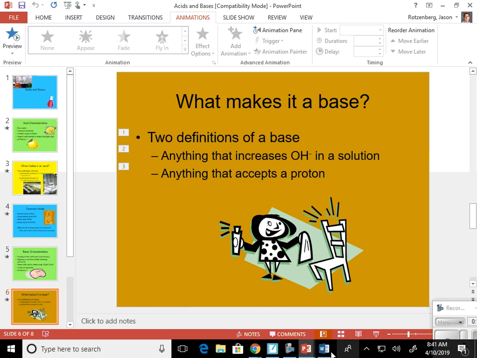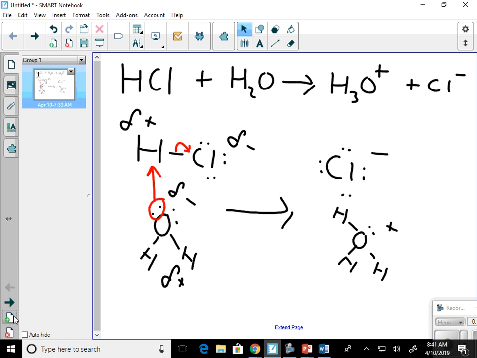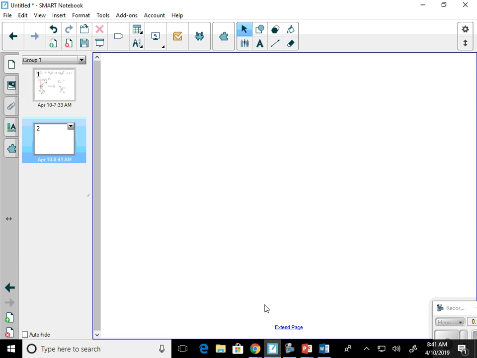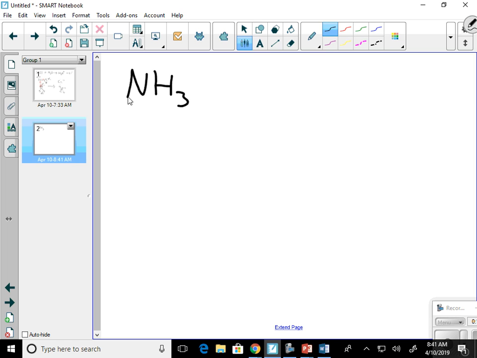Ready? So, a very common base that you might have with your cleaning supplies at home is ammonia. Ammonia is NH3. If I draw out the Lewis dot of it, it looks like this. The nitrogen is the partial negative end. The hydrogens are the partial positive. Remember, it's a polar molecule. There's an unequal sharing of electrons because nitrogen is more electronegative. It has a greater pull on those bonds.